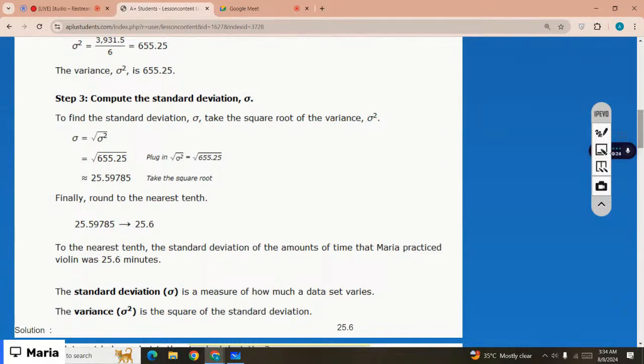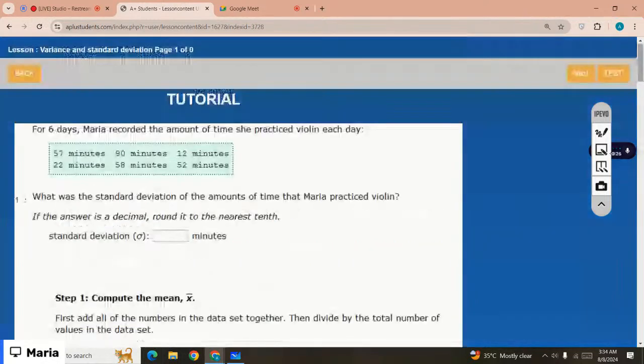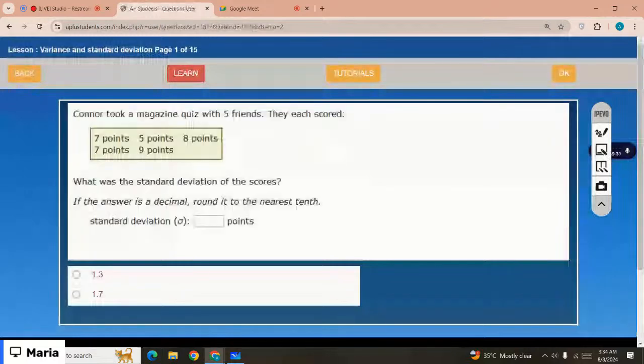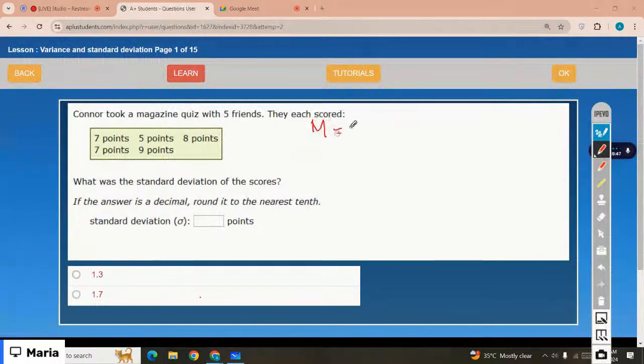Okay, let's just start with the test questions. Connor took a magazine quiz with 5 friends. They scored... Okay, let's just calculate the mean first, right? You need to calculate the standard deviation. Let's find the mean first. Mean is 7 plus 5 plus 8 plus 7 plus 9. That is 36, and 36 divided by 5 is 7.2. So the mean is 7.2.